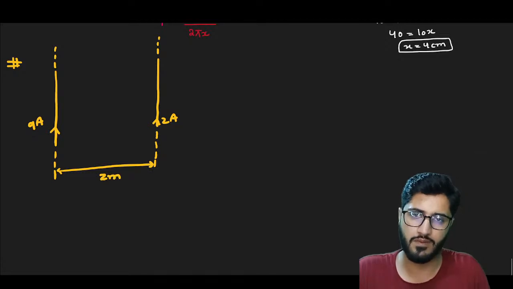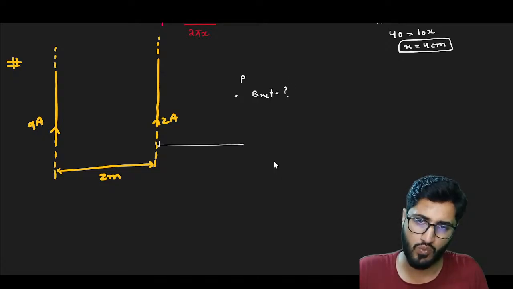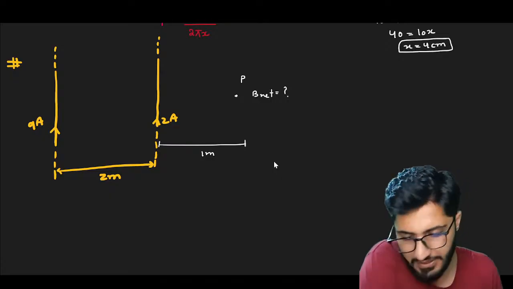Okay. We have a point here, point P. Here I need to find B net. And this point is 1 meter. This point is 1 meter.